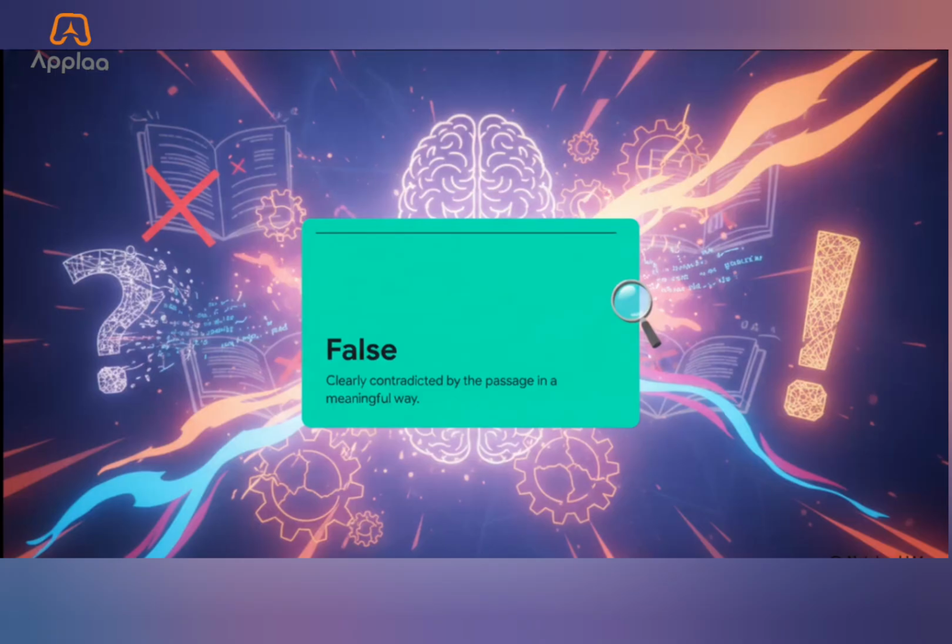Next is false. False isn't just an incorrect fact or some minor typo. For an answer to be false, the passage actually has to say the exact opposite or meaningfully contradict the claim. Like if the text says a treatment is rarely effective and the statement says it's always effective, boom, that's a clear contradiction. That makes it false.